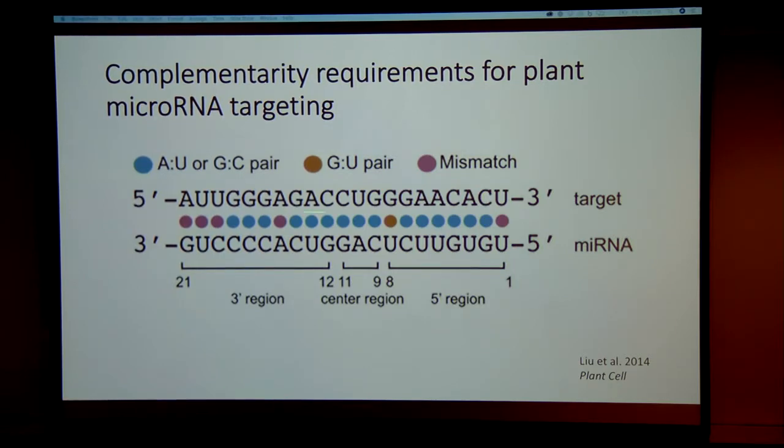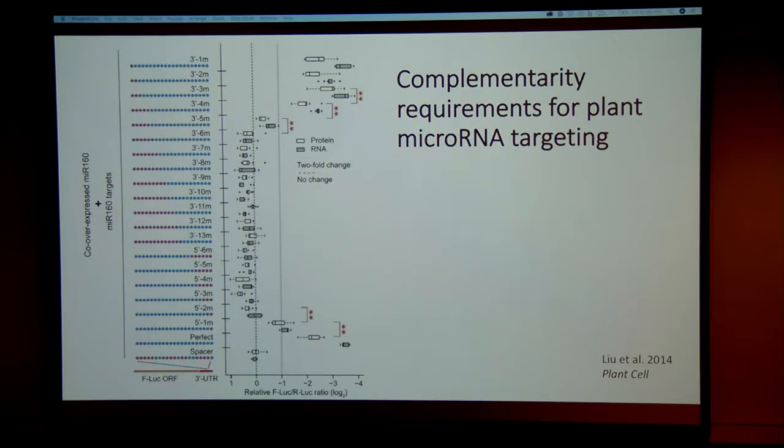So I use this color coding in the next slide. So it's a colorblind acceptable color coding. So basically, blues are Watson-Crick pairs. The little orange color here is a GU wobble, and the magenta is a mismatch. So we developed a system based on these sort of transient assays where we transform the leaves of Nicotiana benthamiana with agrobacterium and sort of in a medium throughput way go through these.